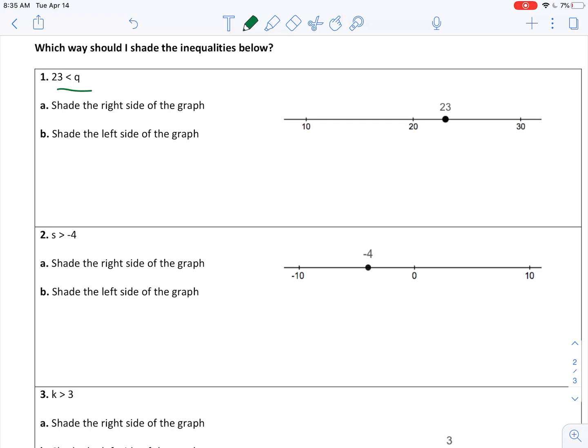So we've got 4 problems here. I'm going to do the first 2. I'll leave the last 2 for you guys. And we'll have a Google form quiz for the day.